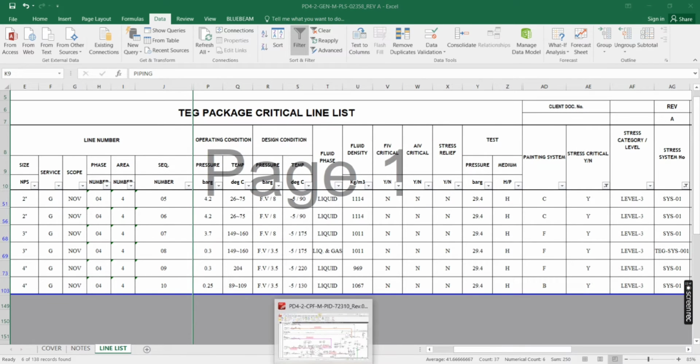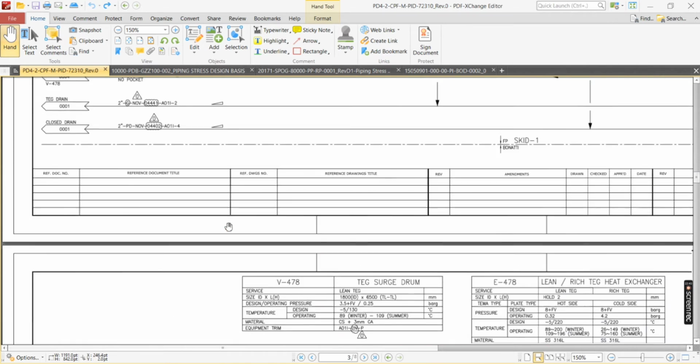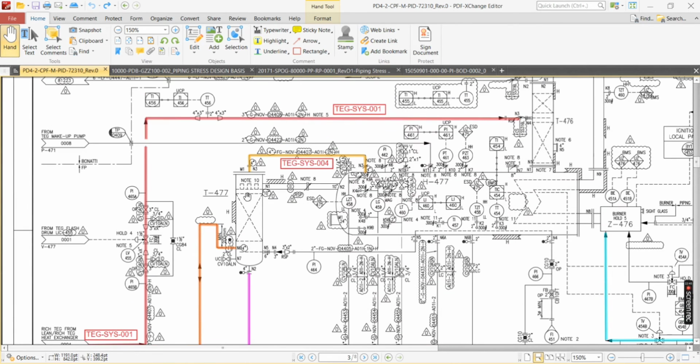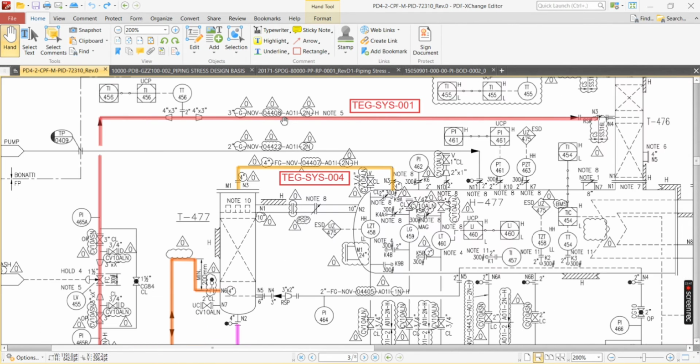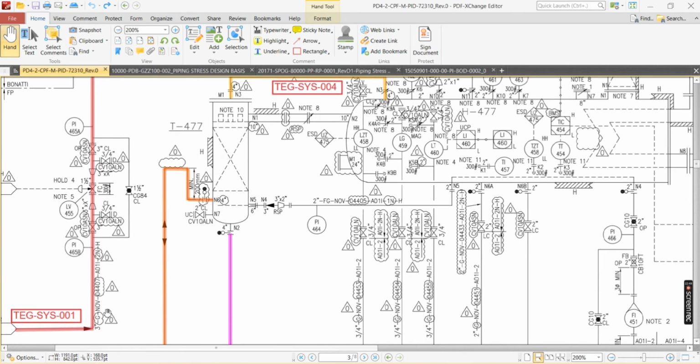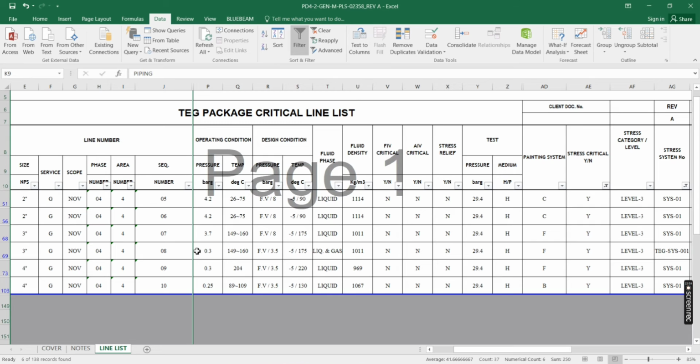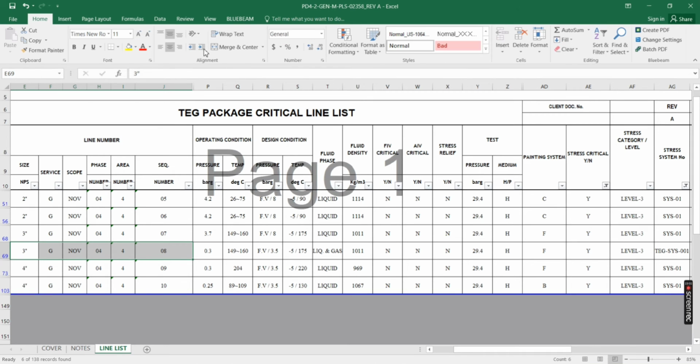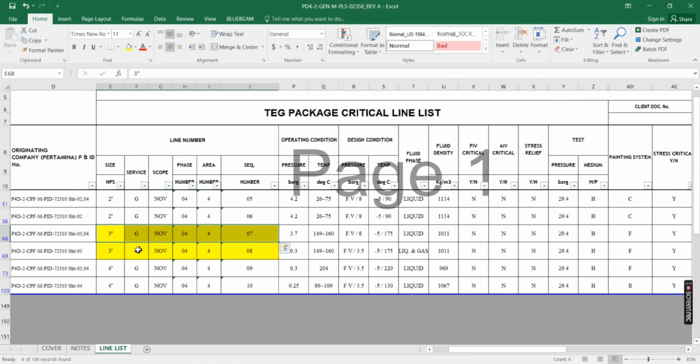First, the line number is 04408 and 04407. So 04408, highlight this, and 04407. And there are some other lines also they have listed that we need to check.